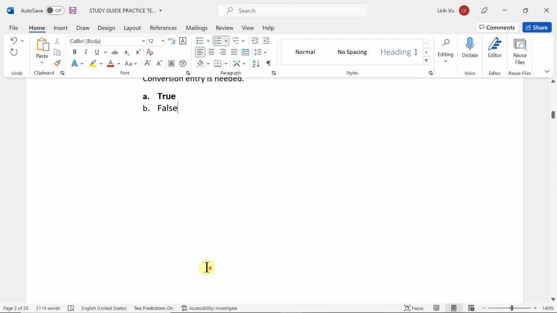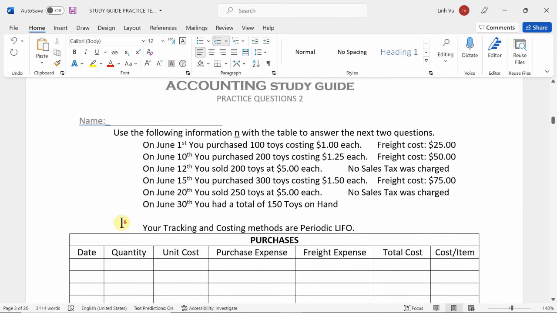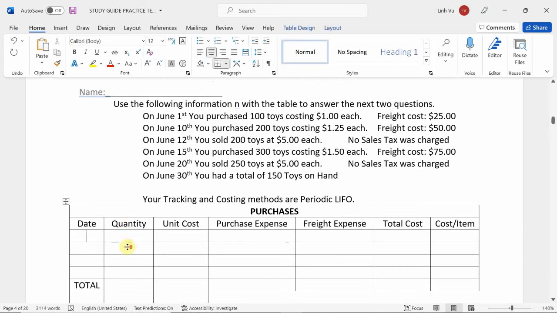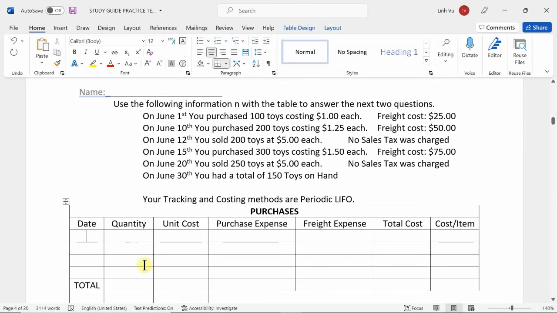All right, let's practice. Use the following information to answer the next two questions. On June 1st, you purchase 100 toys costing $1 each with a freight costing 25. So June 1st, 100 at $1 with a freight of 25.